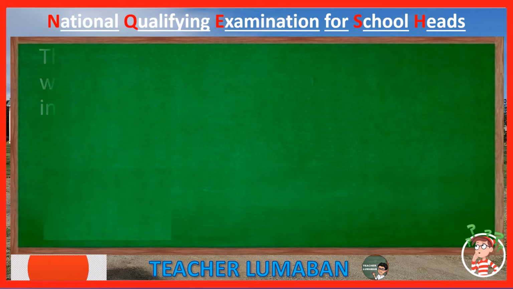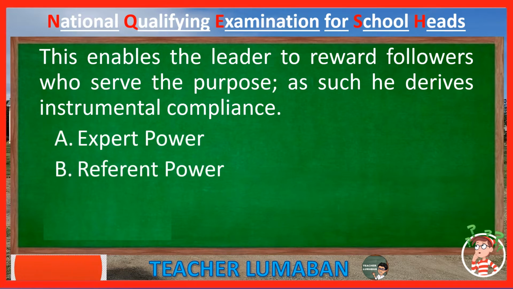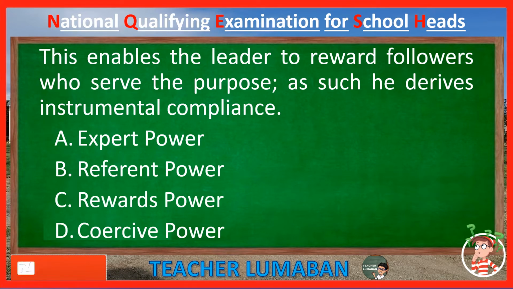This enables the leader to reward followers who serve the purpose, as such he derives instrumental compliance. Letter A, expert power. Letter B, referent power. Letter C, rewards power. Letter D, coercive power. Choose the suitable answer based on the given choices in 5 seconds.